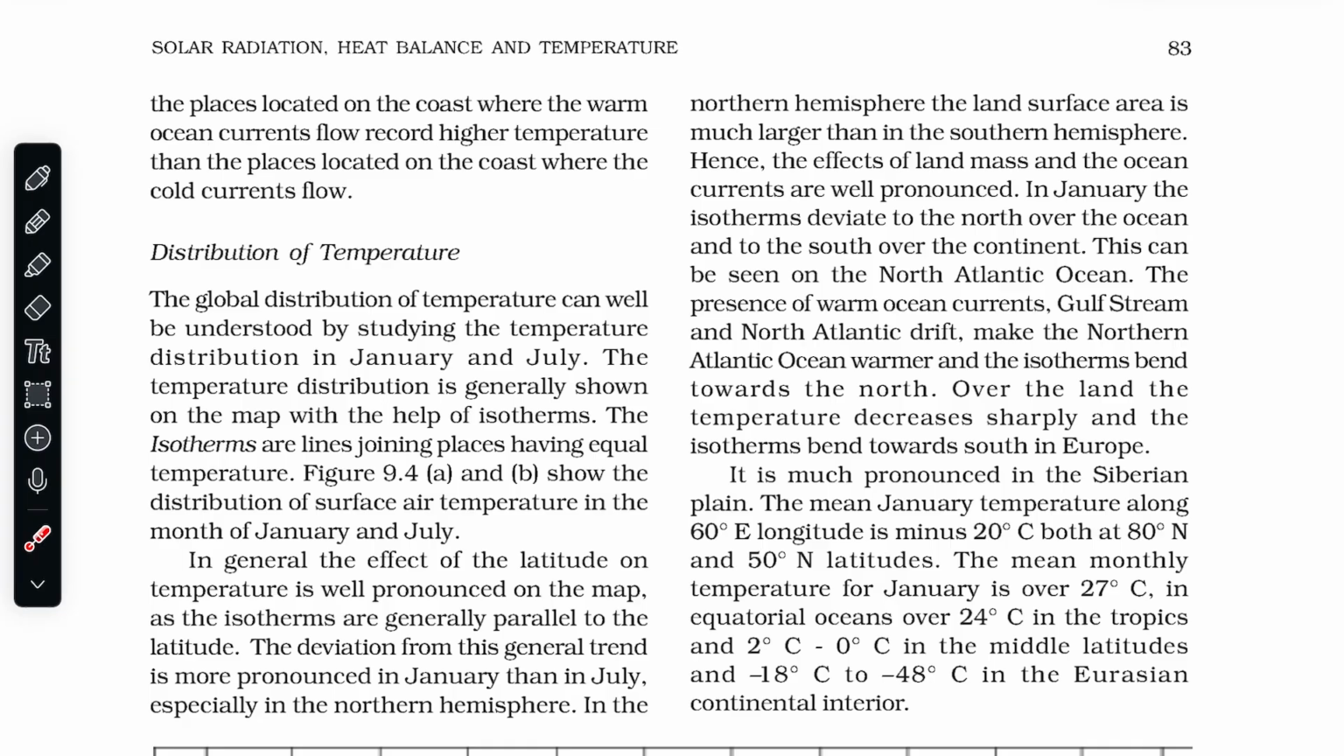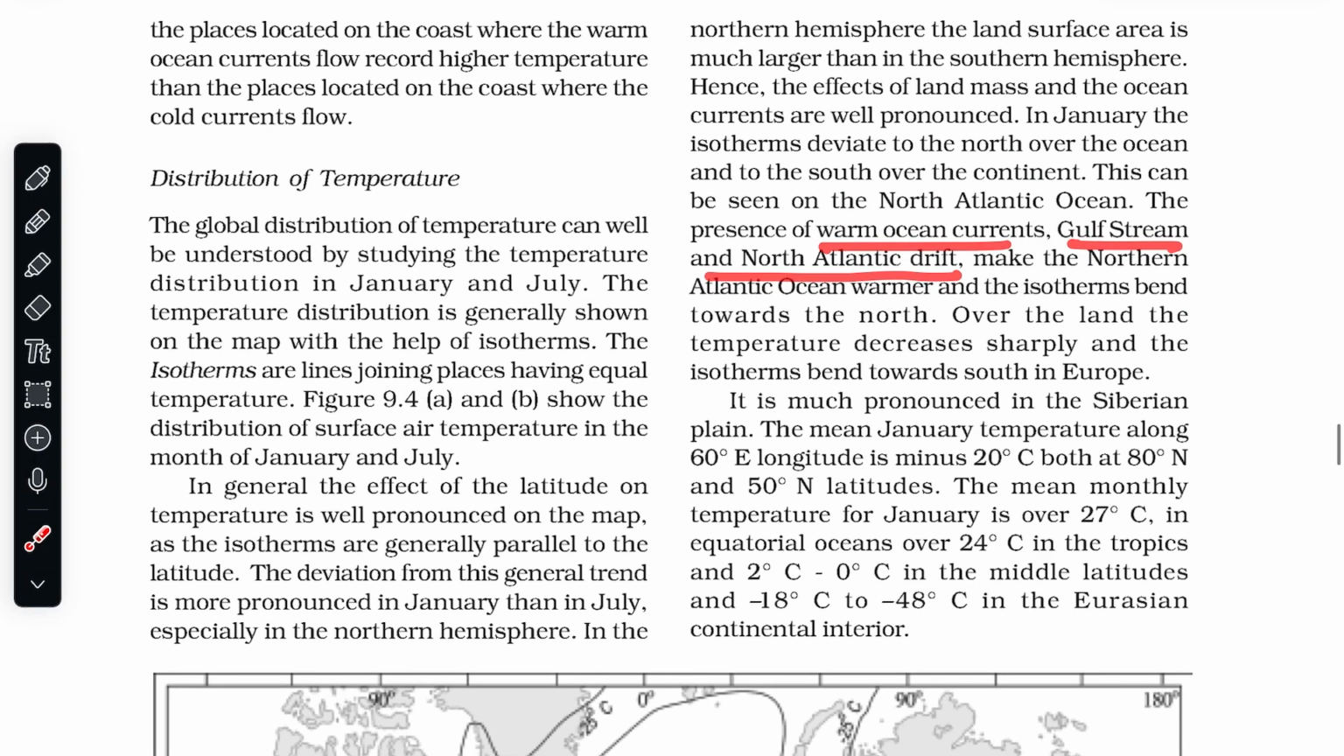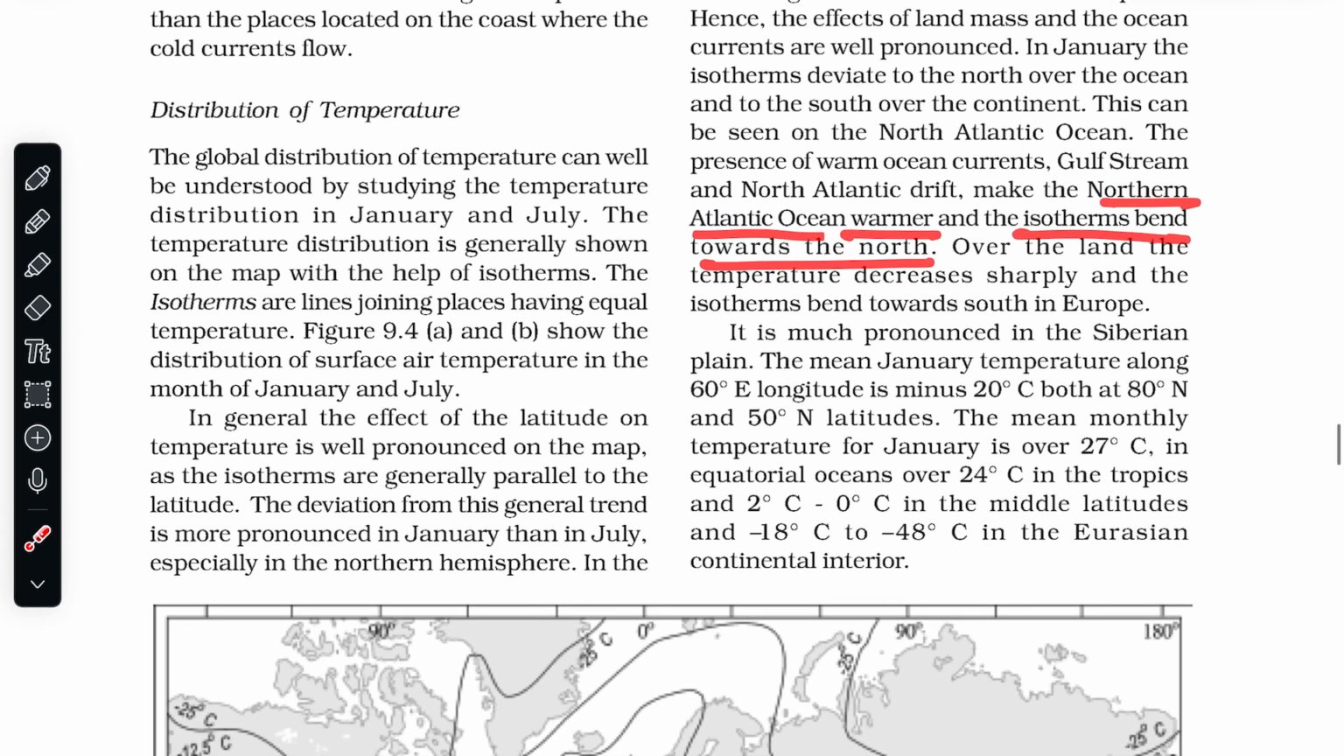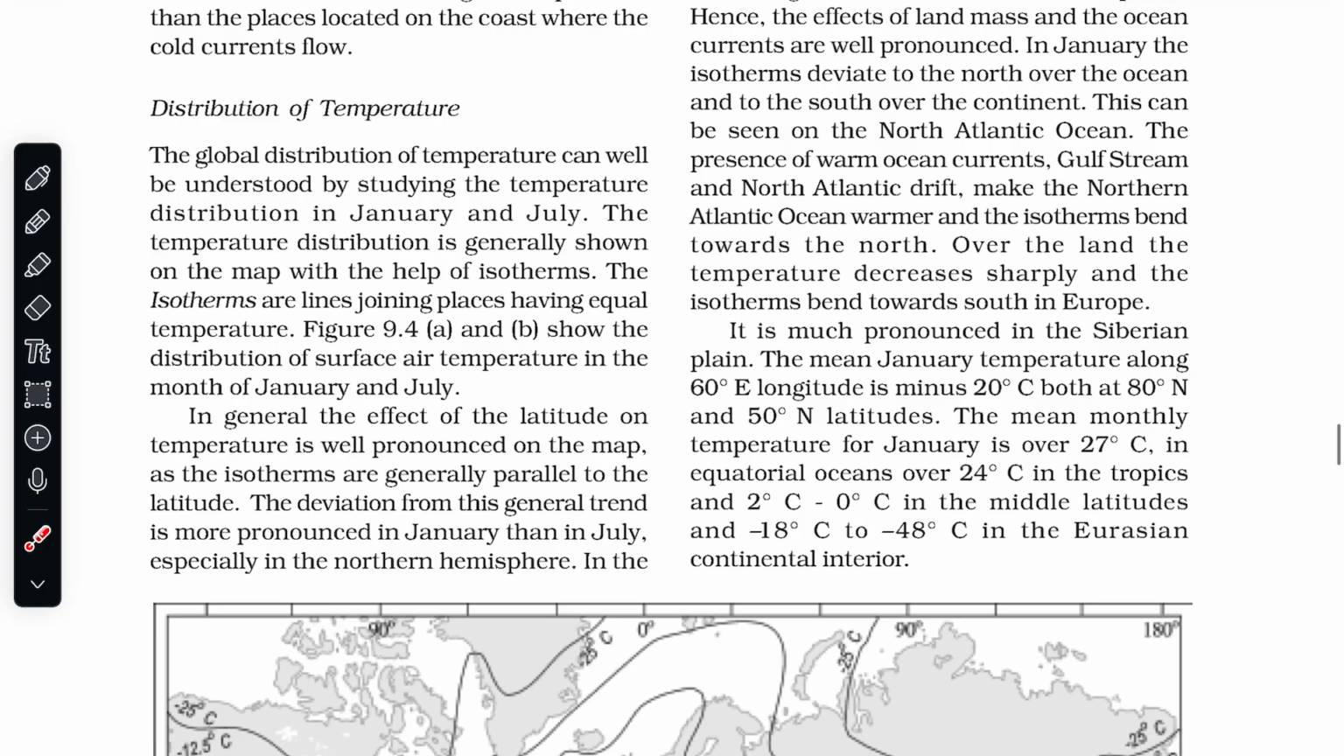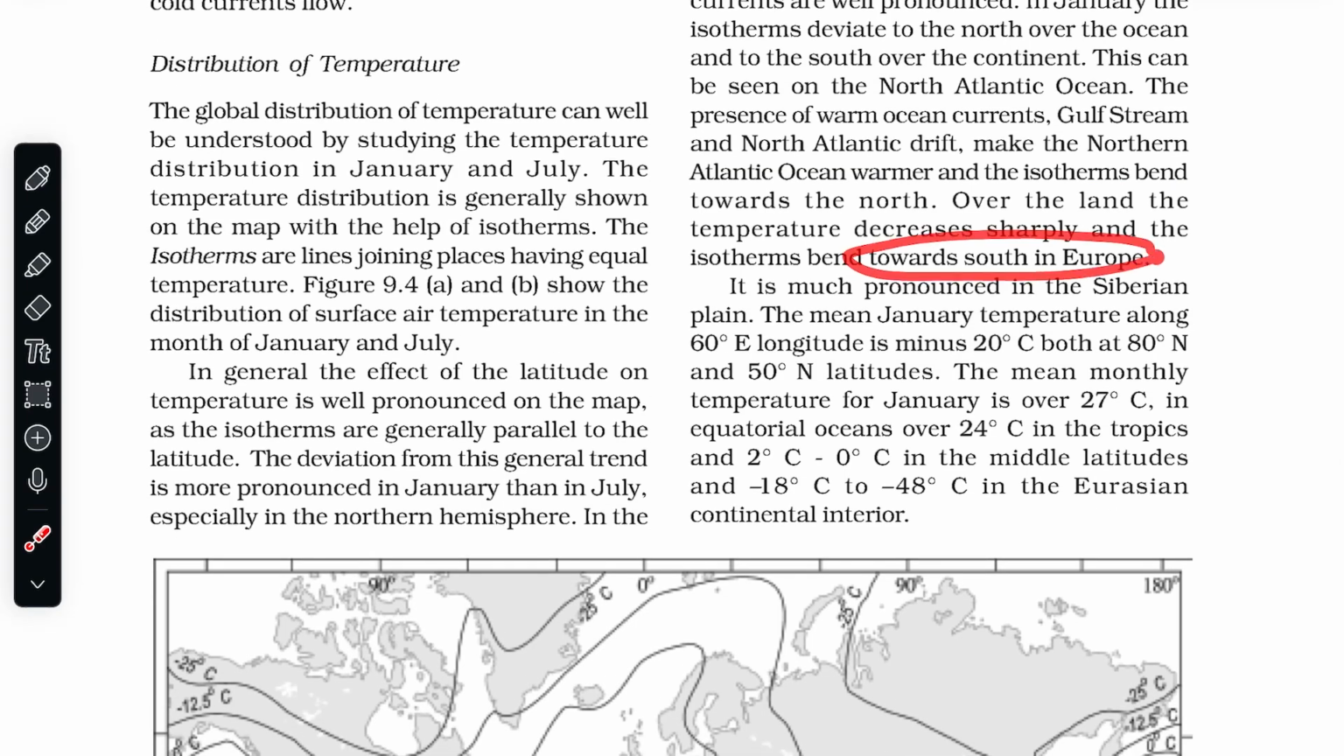This can be seen on the North Atlantic Ocean. In January, the isotherms deviate towards the north over the oceans, whereas they deviate towards the south over the continent. The presence of warm ocean currents, the Gulf Stream and North Atlantic Drift, makes the North Atlantic Ocean warmer, and the isotherms bend towards the north. Over the land, the temperature decreases sharply, and the isotherms bend towards the south of Europe.